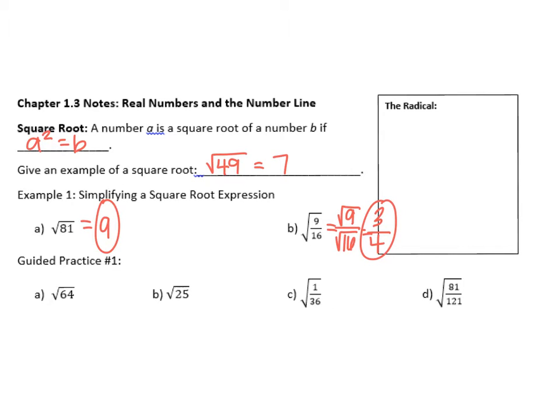There are different parts to the radical. You've got the radical itself, which is that. Then you have the radicand, which is the number underneath the radical symbol.